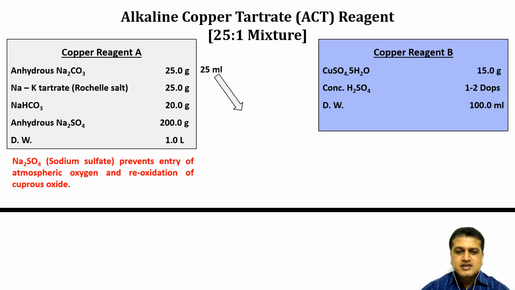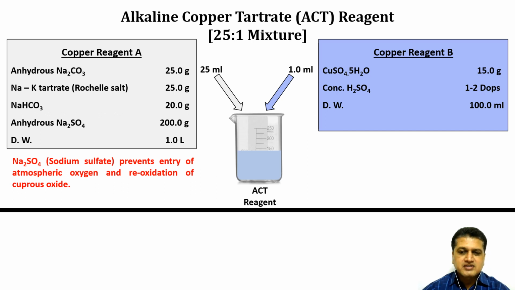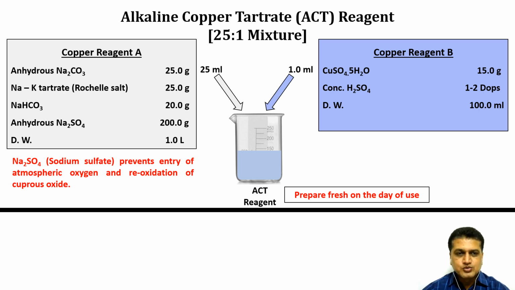Now take 25 ml of copper reagent A and 1 ml of copper reagent B and mix them to get the final alkaline copper tartrate, that is ACT reagent. Prepare this mixture fresh on the day of use.